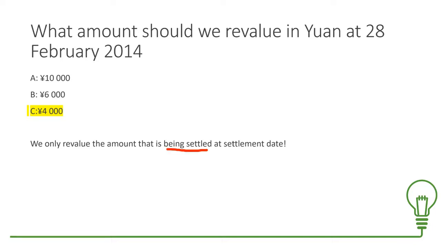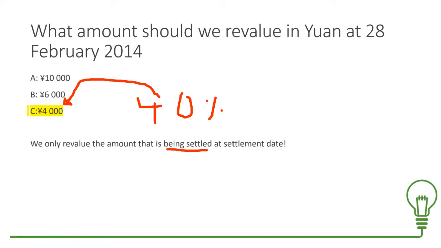So how much is being settled on the 28th of February? 40% of the total, and 40% of the total is 4,000 yen. Does everyone understand that we're not going to revalue the full 10,000 because it's not being settled? We can't revalue the 6,000 because it's not being settled. We can only revalue the 4,000 because that is the amount being settled.